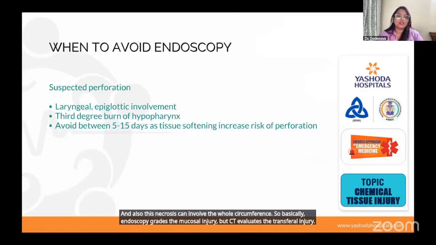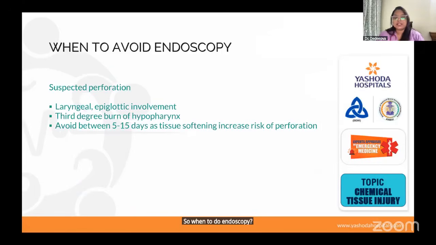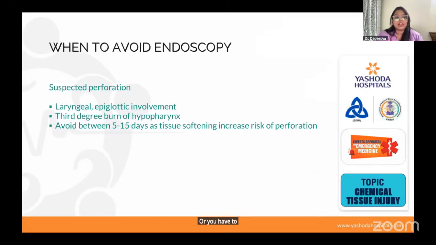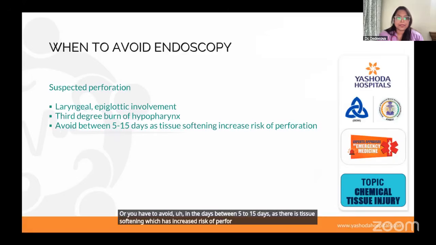So when to do endoscopy? When to avoid endoscopy is when you have any suspected perforation, laryngeal or epiglottic involvement. When there is third degree burn of the hypopharynx, or you have to avoid it in the days between 5 to 15 days as there is tissue softening with increased risk of perforation.